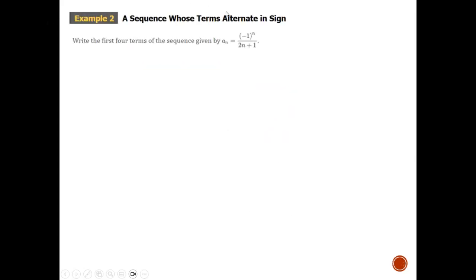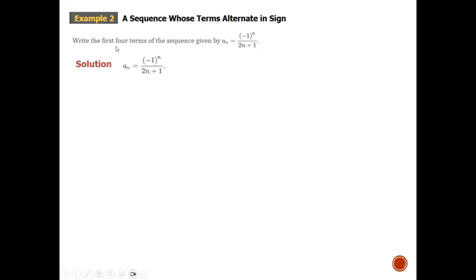So next, here's another example. This is an example of a sequence. It's going to alternate signs. And that happens when you see something like this, -1 to a power. Because taking a negative number to different powers, odd or even, is going to give you a different sign. So that's how we get alternating signs. But let's look at how we're going to do this one.